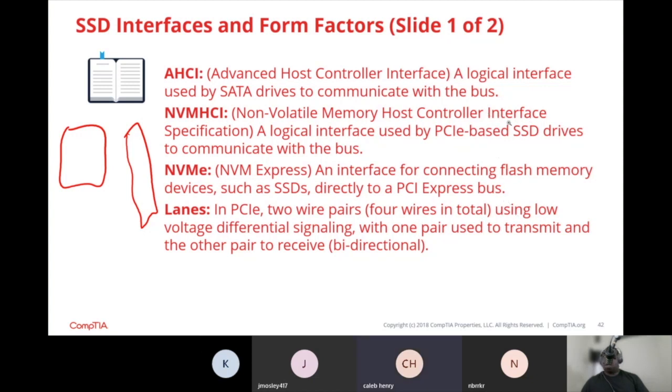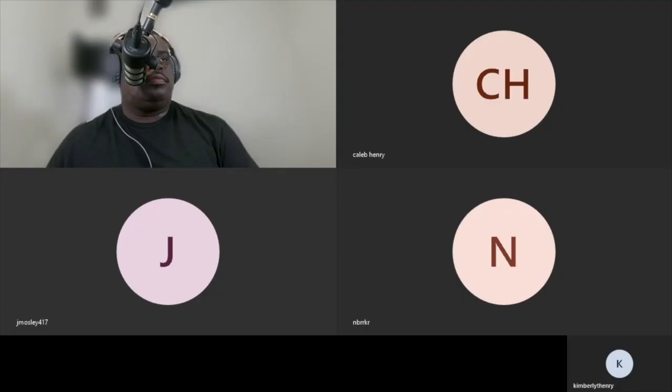What are you showing? Can you see it? No, it's not showing up. Hold on. Man, y'all won't even say nothing, man.